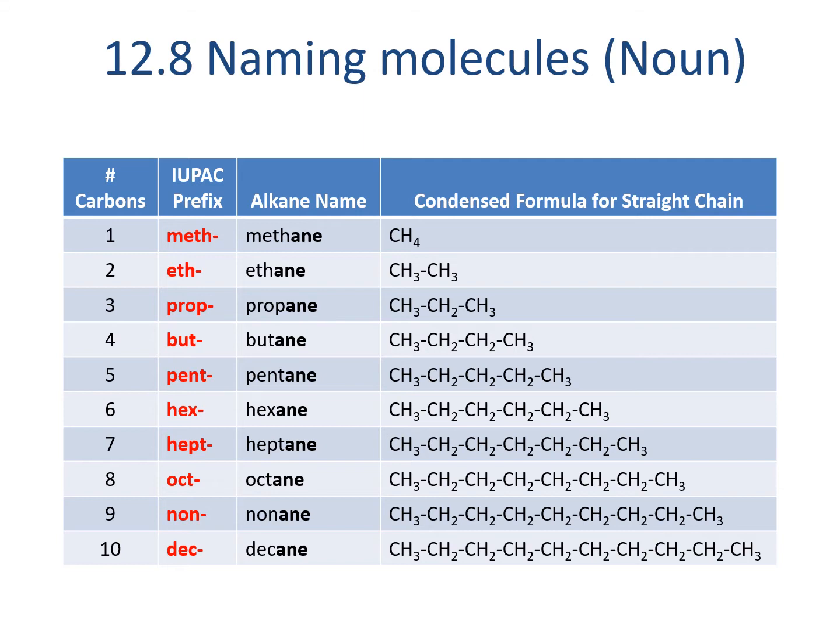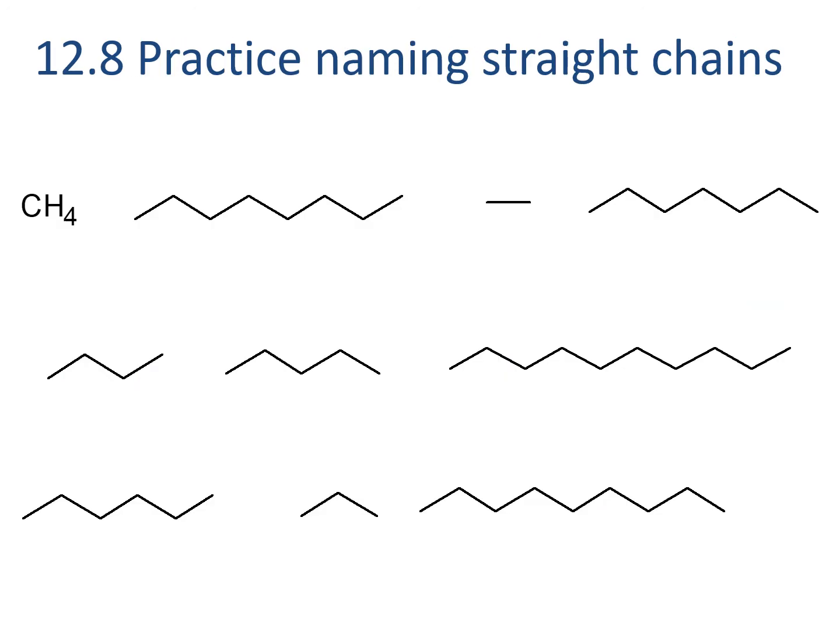You could even stop this lesson right now to learn them so you know the rest of the semester. And since we're learning asynchronously now, it wouldn't matter at all. In fact, I strongly recommend that you do. Here are some line angle structures for straight chain alkanes that you should be able to name at this point.